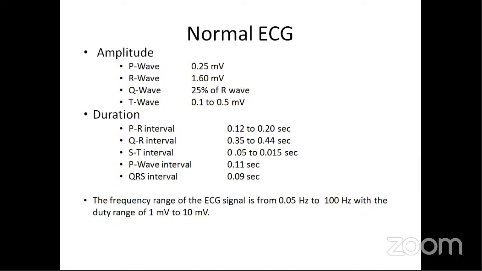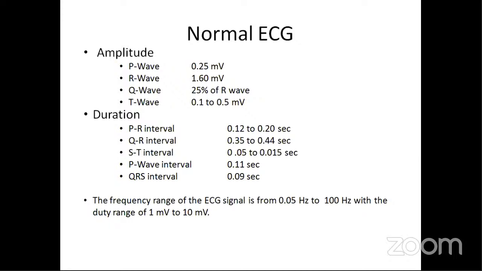The waveform is in terms of time and amplitude. For a normal ECG, the amplitude of the P wave is 0.25 millivolts, the R wave is 1.6 millivolts, the Q wave is 25% of the R wave, and the T wave is from 0.1 to 0.5 millivolts.